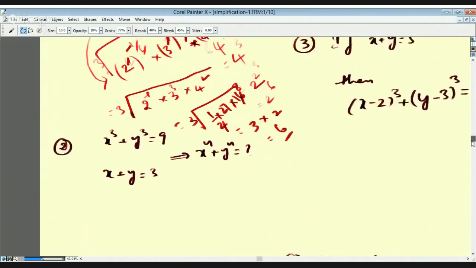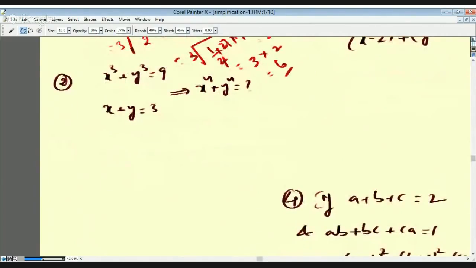So for some problems you won't get any shortcut. And friends, look at this problem: x cube plus y cube is equal to 9, and x plus y is equal to 3. Then x power 4 plus y power 4 is what? Whenever you are solving these kinds of problems, try to use some common sense in the beginning, then go through the problem. So x power 4 plus y power 4.